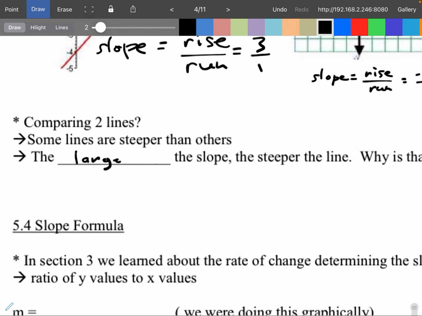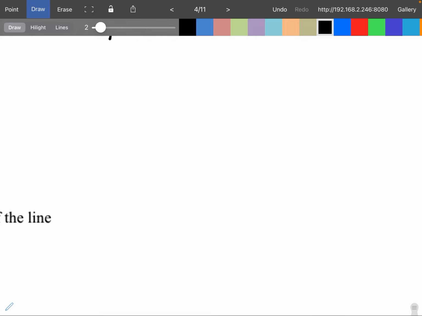And then I think we got a couple blanks we got to fill in here. It says some lines are steeper than the other. So the slope is a measure of the steepness. I'm not sure what they want in here, but I think it's something like the larger the slope, the steeper the line. And that should make sense to you guys.